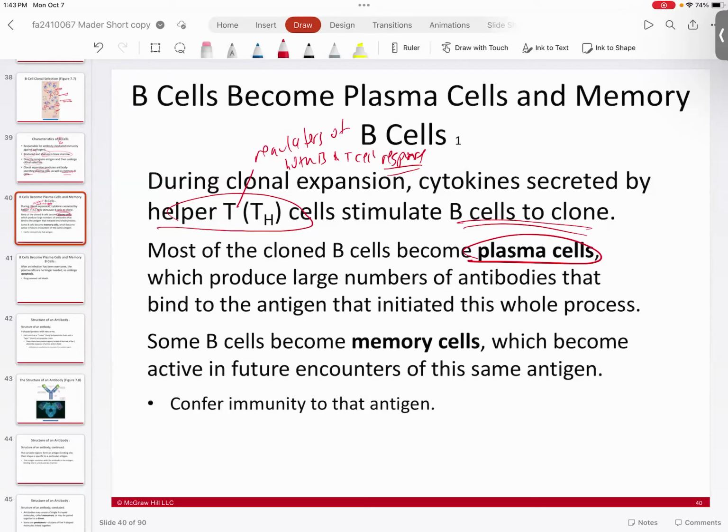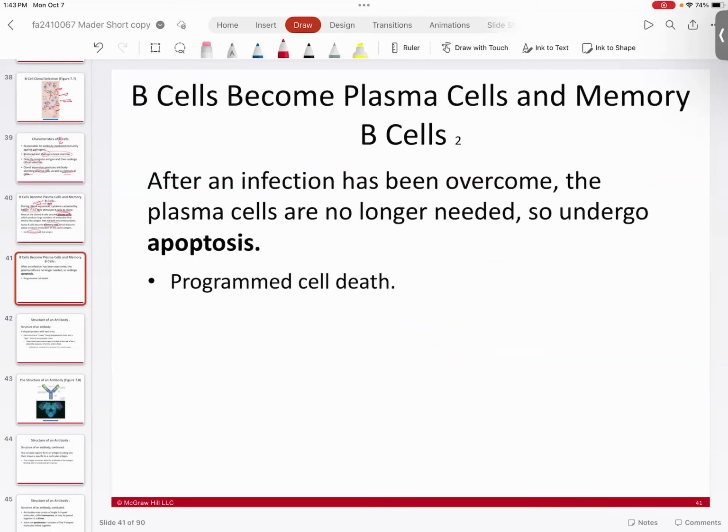And then, of course, some of them will become memory cells. You don't need a lot, right? But you do need some in order to maintain a memory, because you can always reclone these memory cells, re-expand them, and then fight the same enemy. And once you have your antibodies, which don't go away, by the way, and your memory B cells, then this will give you immunity to that antigen. So when you're asking whether or not you have immunity to a particular pathogen, you're looking for those two things: memory cells and antibodies. Okay.